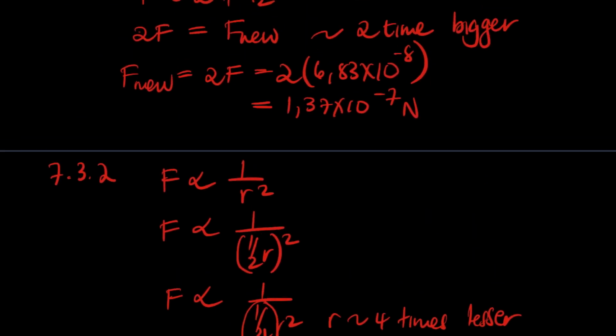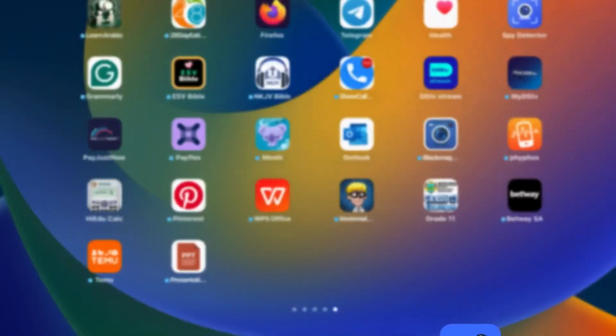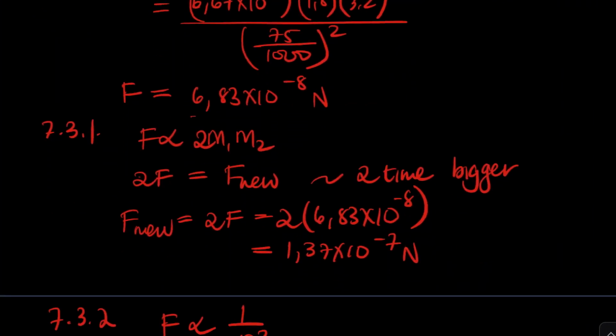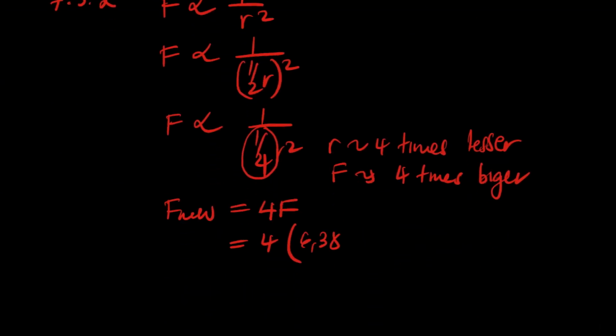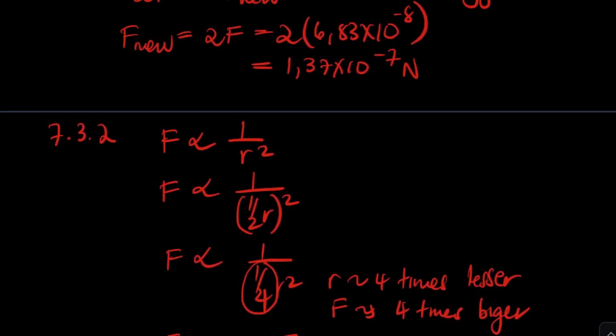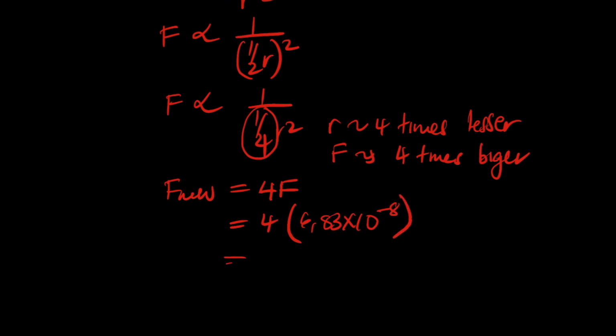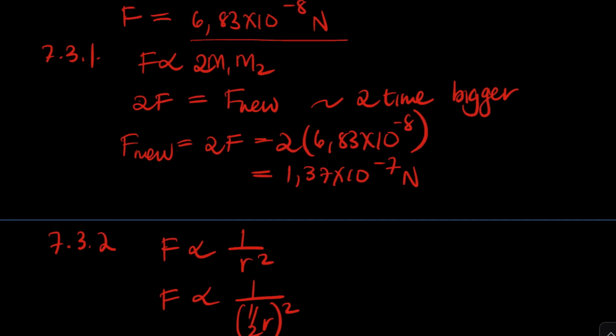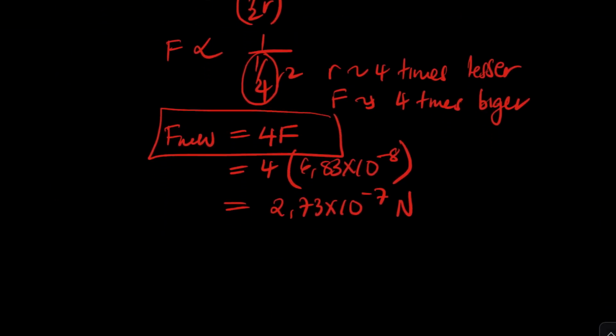What was the amount of the force? It's 6.83 times 10 to the power negative 8 times 4. So it's 2.73 times 10 to the power negative 7 newtons. So the force there is going to be 4 times. Hope that makes sense. Cheers, bye.